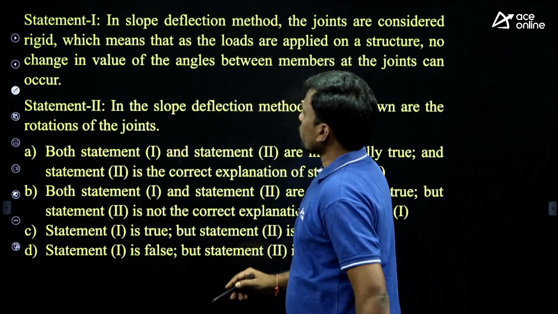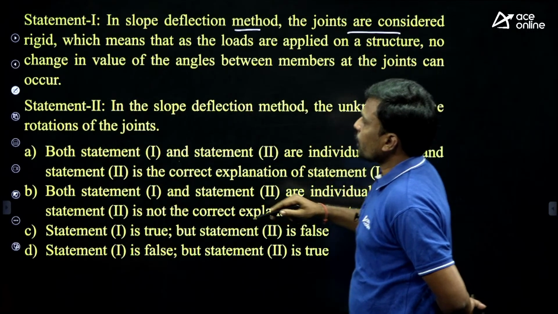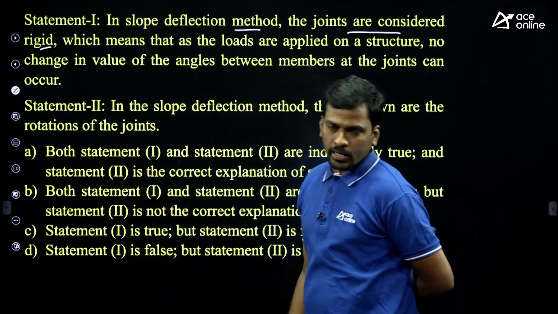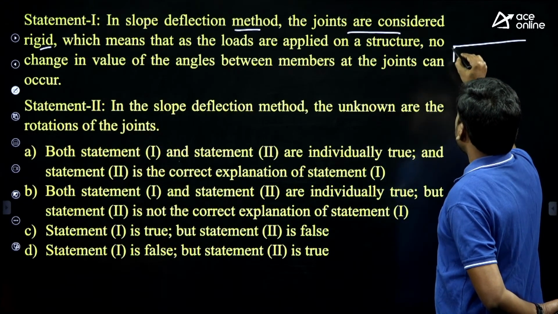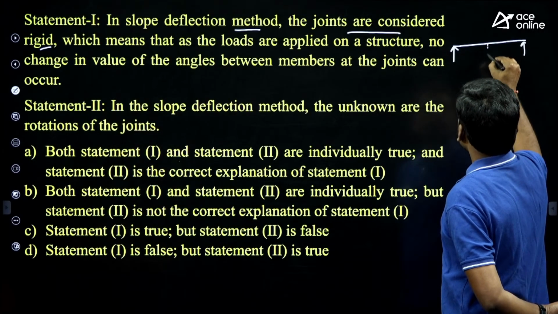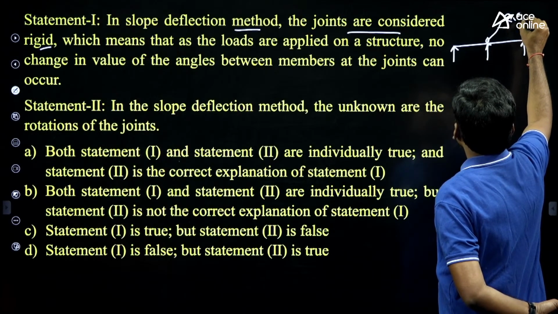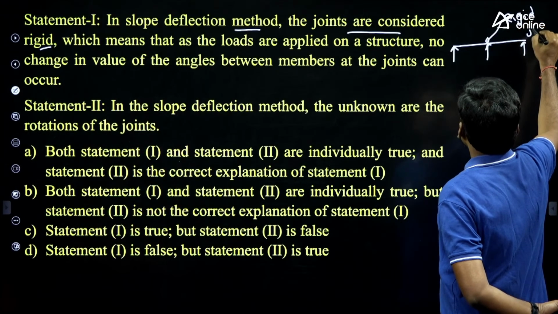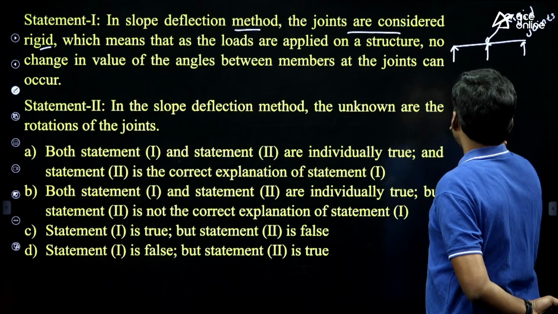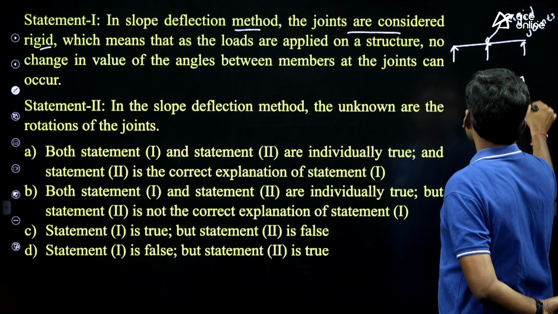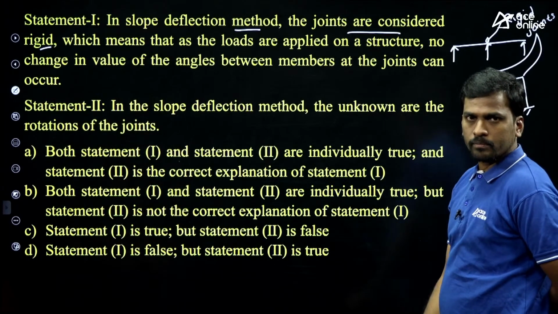Next, statement 1. In slope deflection method, the joints are considered rigid. Yes. All the intermediate supports are rigid joints only in a continuous beam. If it is a rigid jointed frame, so these two are rigid joints only, right?